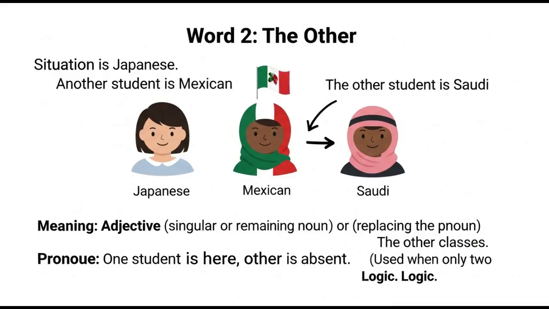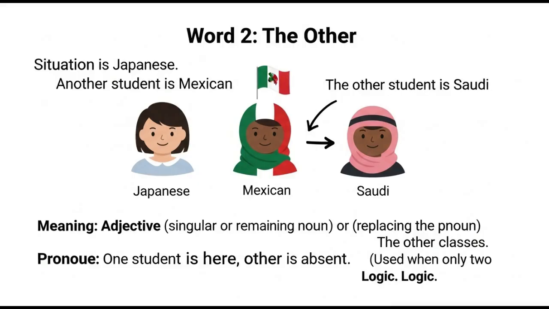So, I have 3 students. One student is Japanese. Another student is Mexican. There's only one student left. What am I going to use to refer to this student? Because there's only one, I'm going to use the other. So, one student is Japanese. Another is Mexican, and the other is, let's say, Saudi. Okay, I have students from all over the world. I'm a very happy teacher.